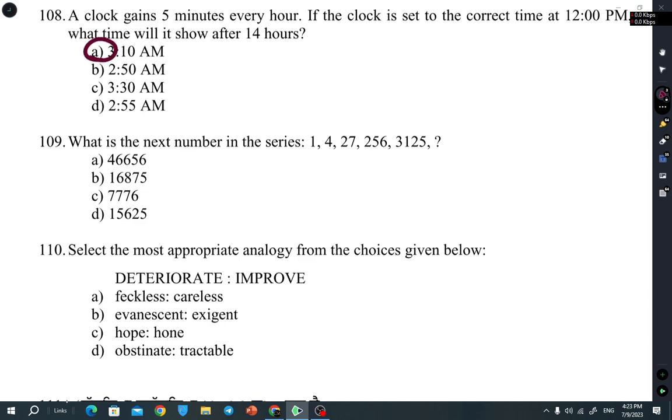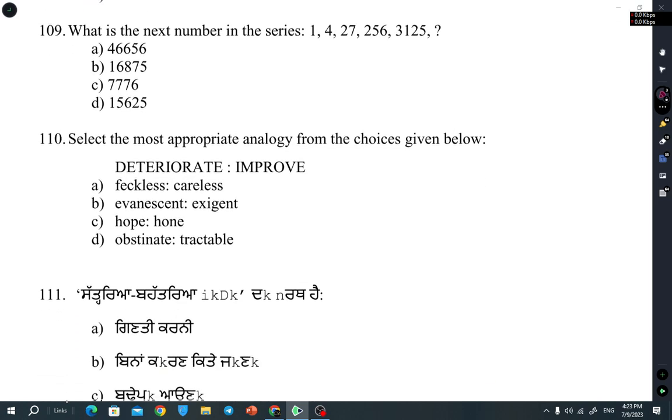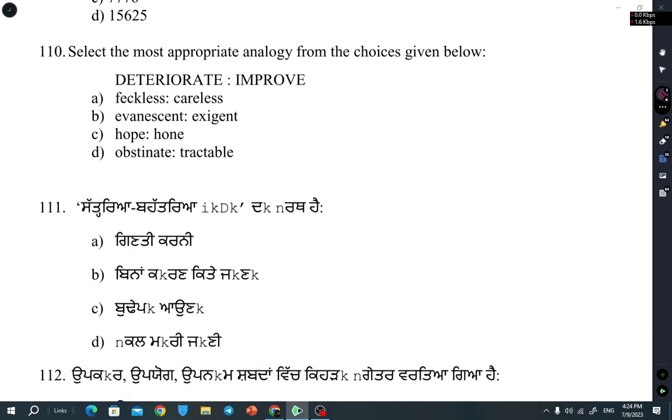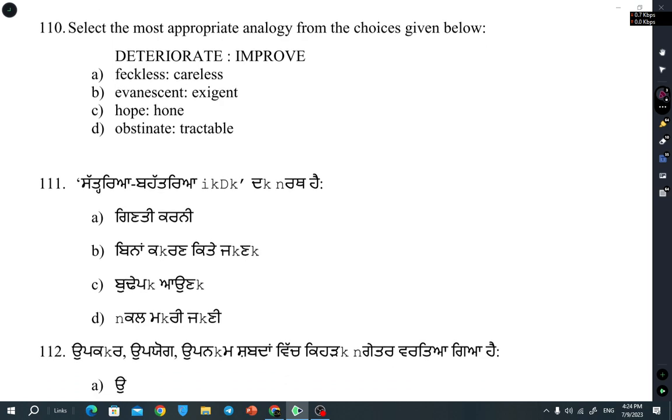3:10 a.m. What is the next number in the series? 1, 4, 27, 256, 3125. Option A. 46656. Next question. Select the most appropriate analogy from the choices given below. Obstinate, tractable.